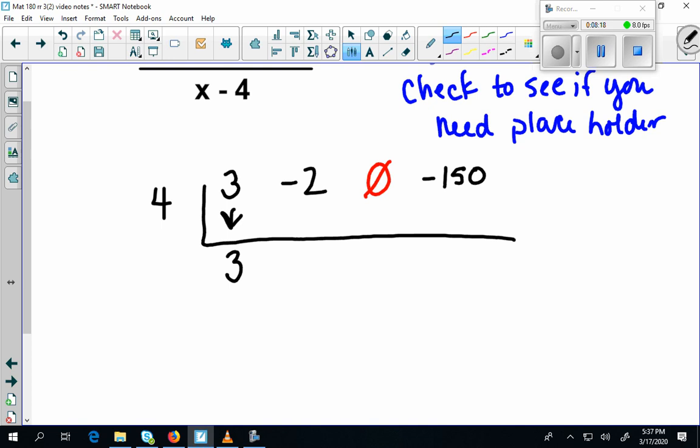The next step is to multiply. 4 times 3 is 12. This time we are adding, you are not subtracting. Negative 2 plus 12 is 10. Your next step is to multiply. 4 times 10 is 40. Remember that we're adding. 0 plus 40 is 40. Your next step is to multiply. 4 times 40 is 160. And remember that we are adding. So negative 150 plus 160 is 10.